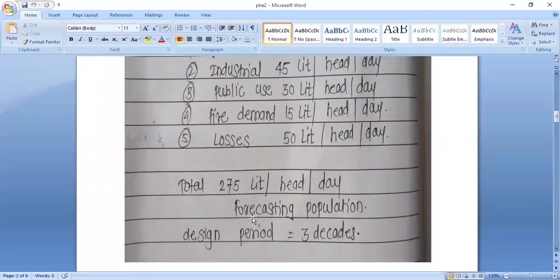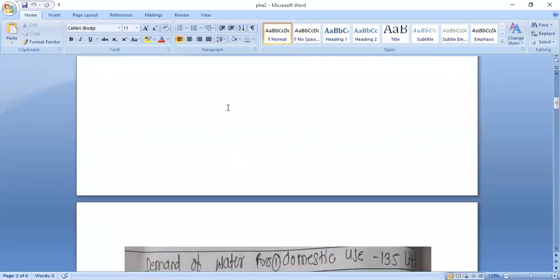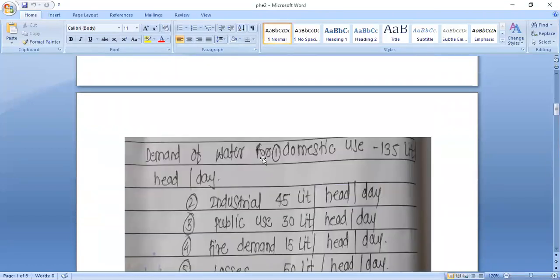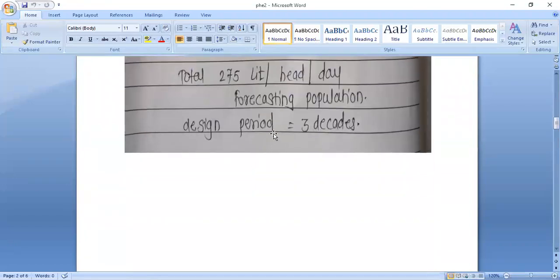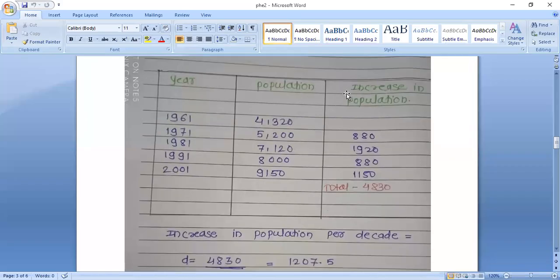Then we have to forecast the population with the design period of 3 decades, that is, for the next 3 decades we have to calculate the population. We have the population up to 2001. Then after 2001, the next 3 decades means for 2031 we have to calculate the forecast, or we have to forecast the population of that city. Now first is the arithmetic increase method.